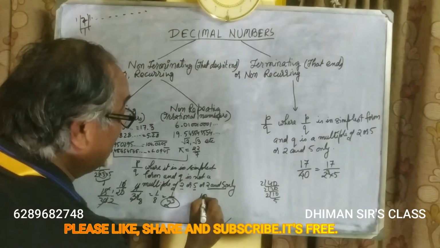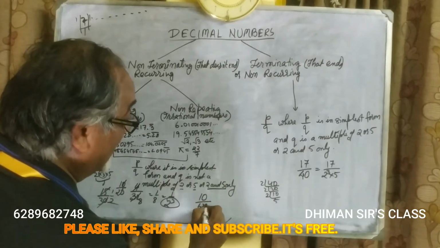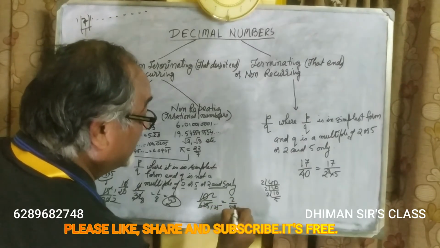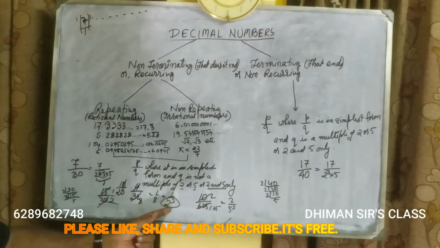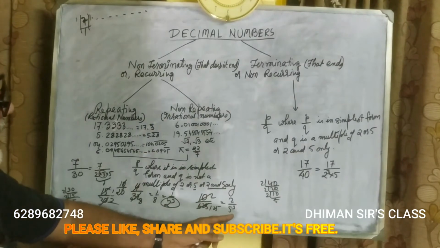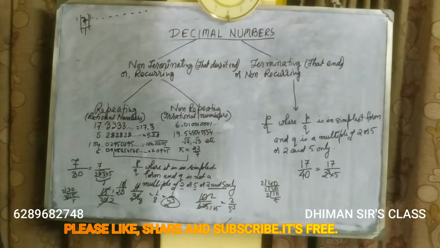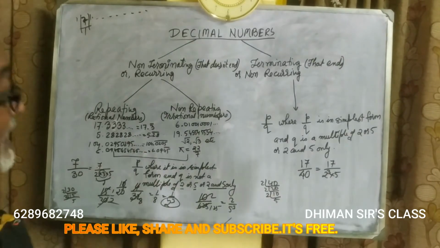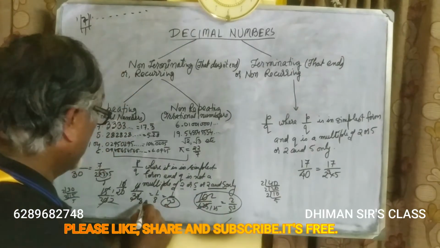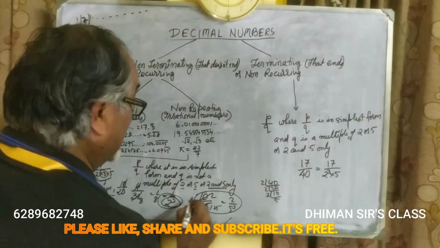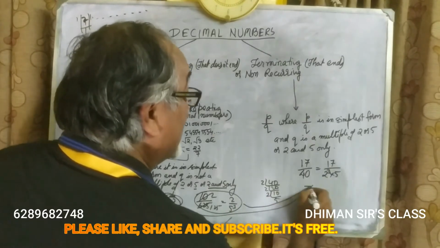Or suppose 10 by 625. 5 2s are 10, 5 125s are 625, so it is equal to 2 by 5 cube. So here only 2 in the denominator, here only 5 in the denominator. So they are what? They are terminating. They will be called terminating as only 2 or only 5 will be there.